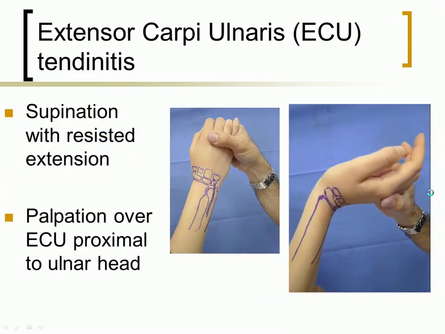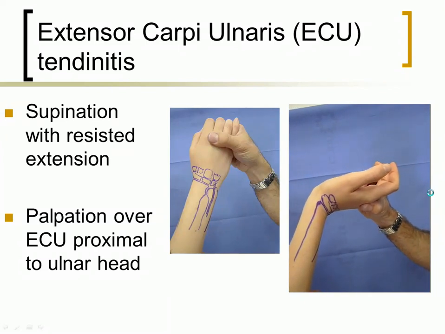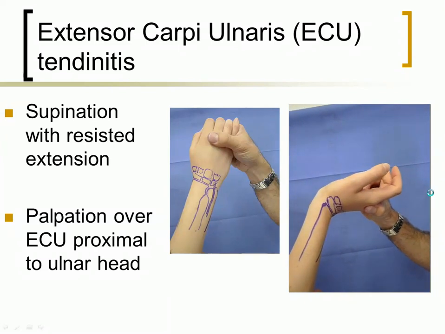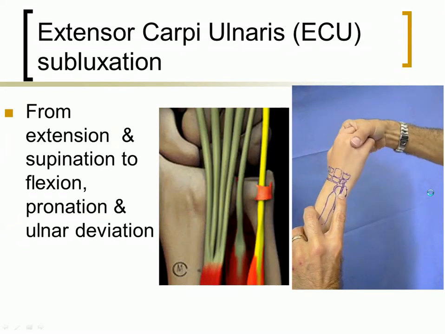The ECU tendon can have two different reasons for pain. It can get inflamed and it can also be unstable. This is a test for inflammation. The wrist is placed in supination and then extension is actively resisted. This is a test for ECU instability.